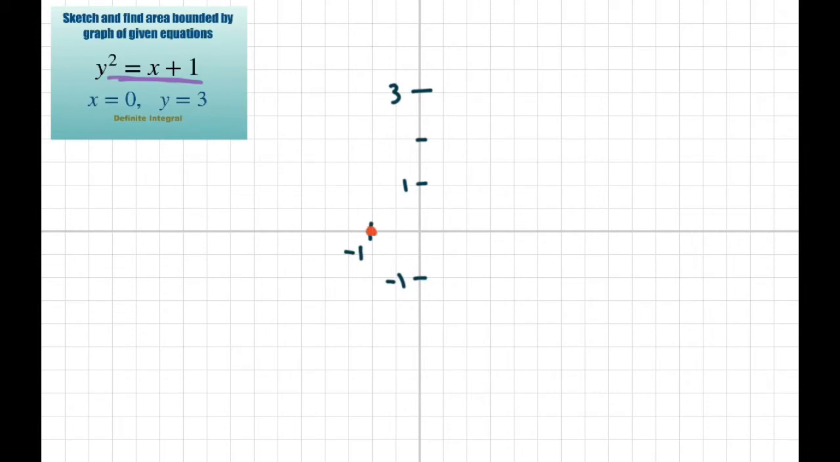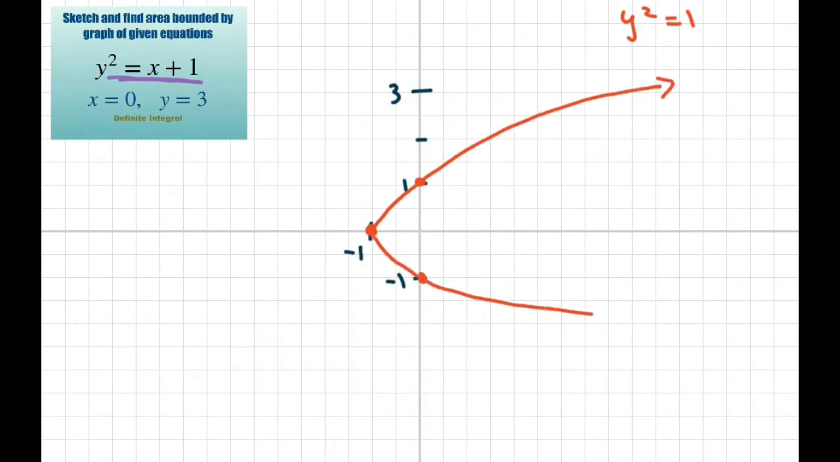x is going to be -1 when y is 0, and when x is 0, you're going to have y squared equals 1, so that's going to be positive and -1. So it opens up something like this, and again, this is a sketch like that. All right, so that's that one.